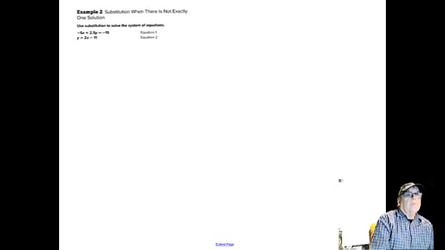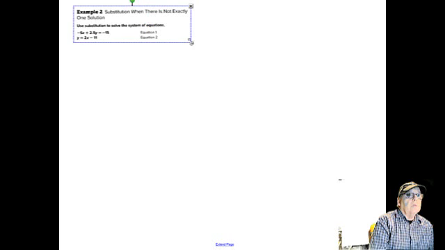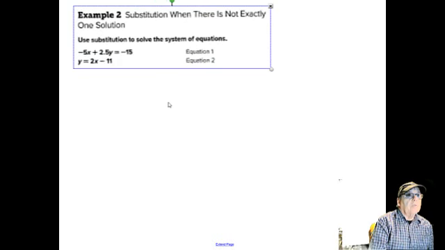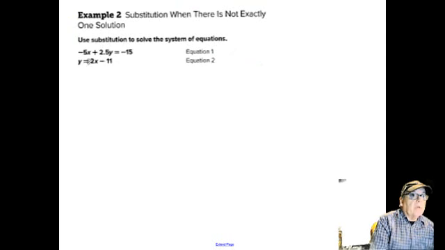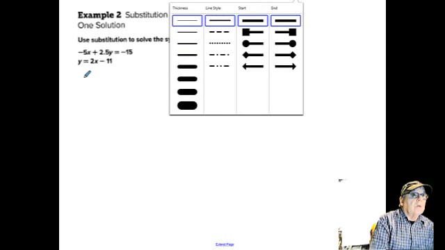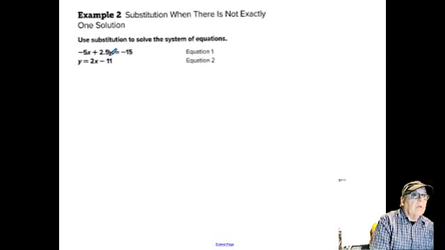Now, here's an example of substitution when there may not be exactly one solution. Like they're kind of giving us a hint ahead of time. Normally we would have to go ahead and try to work this out. So let's see what we got. Now, this is already set up for substitution because one of these is in y equals form. So what we're going to do is substitute for this y what y is equal to, which is the 2x minus 11. So I'm just going to copy this down and I'm going to replace the y with 2x minus 11.